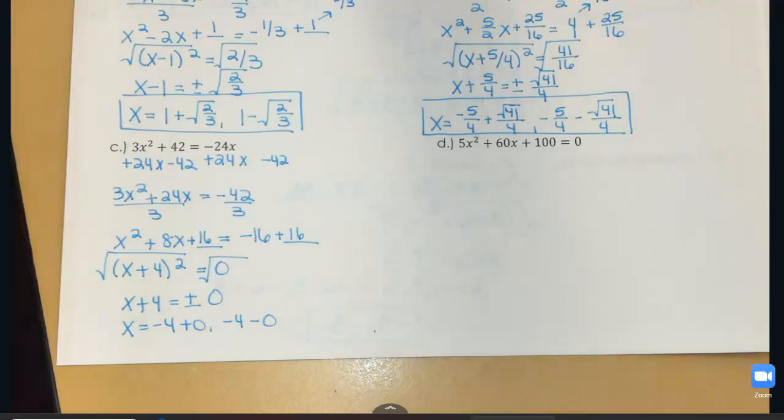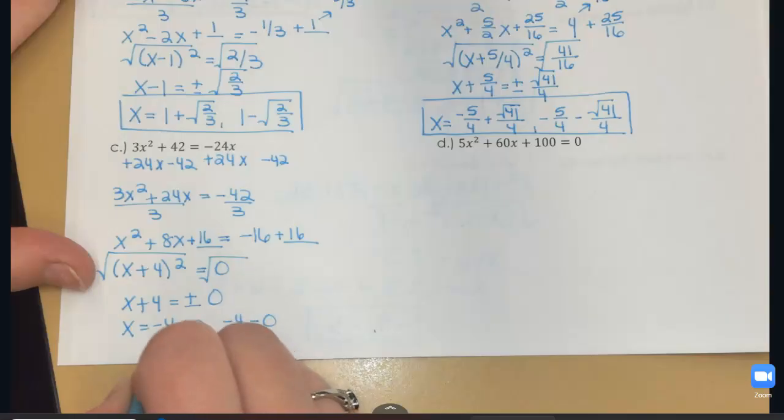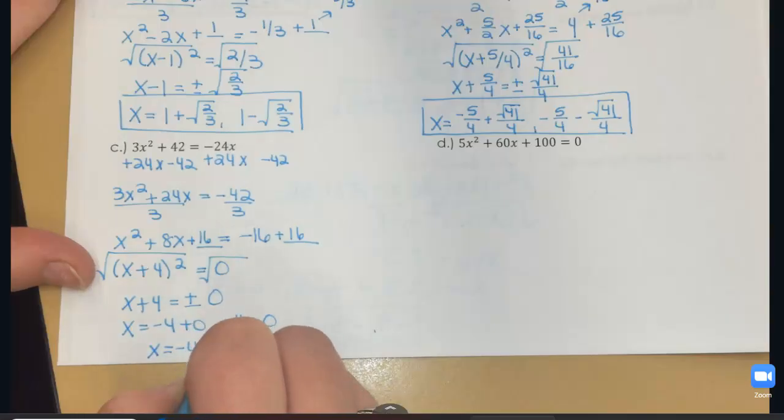So this is one of those situations where we get a repeated solution, right? Because adding or subtracting 0 does not change your answer, and we get negative 4 and negative 4.